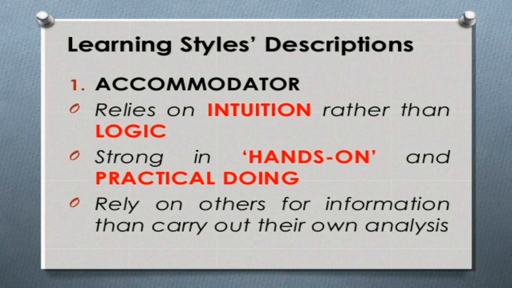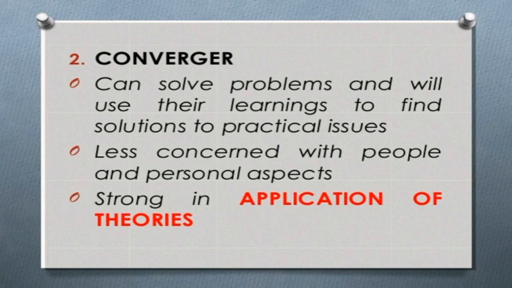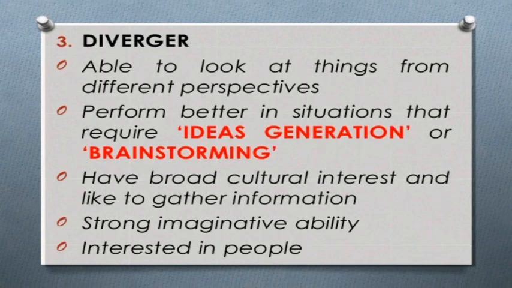Accommodator. Accommodator is intuition rather than logic, strong in hands-on and practical doing, relies on others for information, then carries out their own analysis. In Converger, you can solve problems and will use their learning to find solutions to practical issues, less concerned with people and personal aspects, strong in application of the theory.